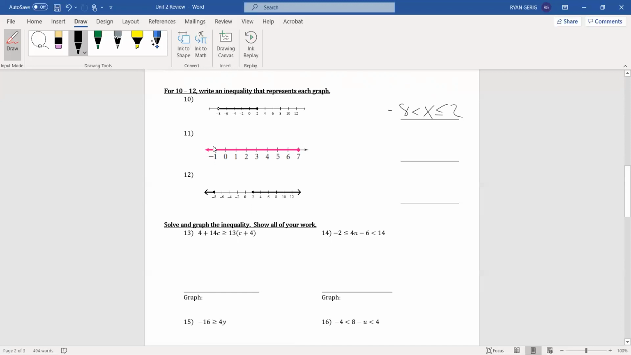Number 11 is just a single thing going to the left. I'm going to choose x for my variable. 7 is the boundary number. And I'm shading to the left, so I'm shading to the numbers less than or equal to 7. It is a filled-in circle.